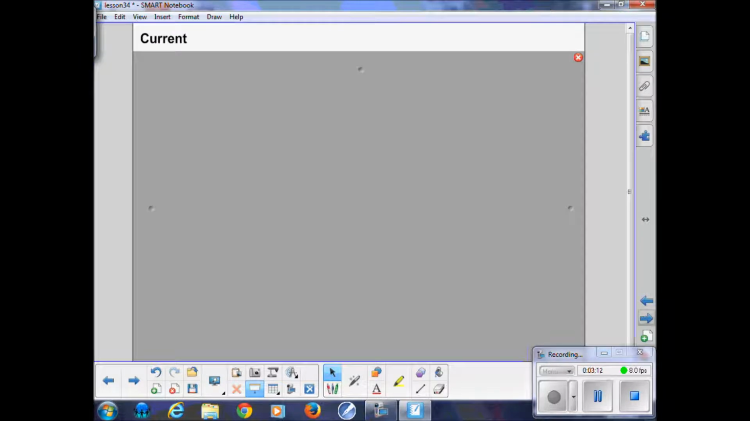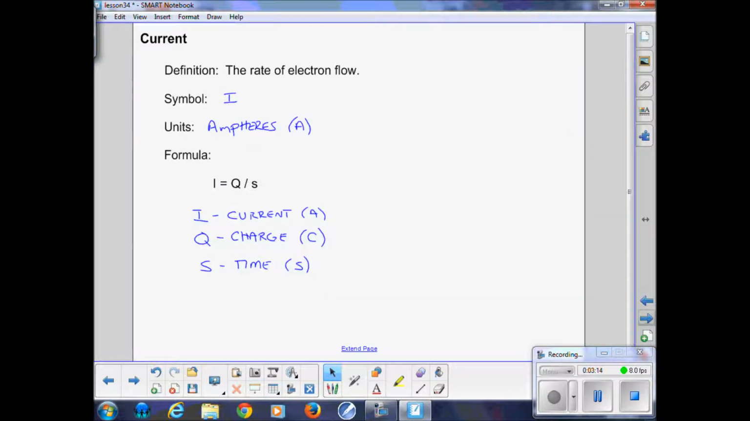Talking about current now, talking about the flow of electrons. And that's what the definition is, the rate of flow of electrons. When we did the pretzel lab, it was the rate at which students were going around the circuit. So we use I for the symbol for current. Its units are amperes. That's capital A.